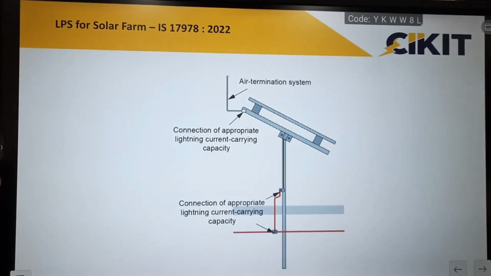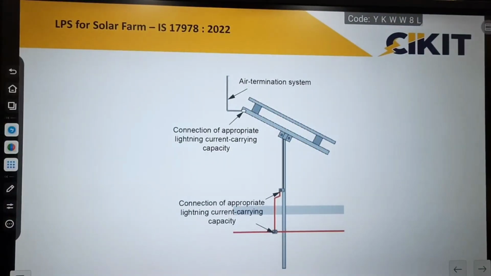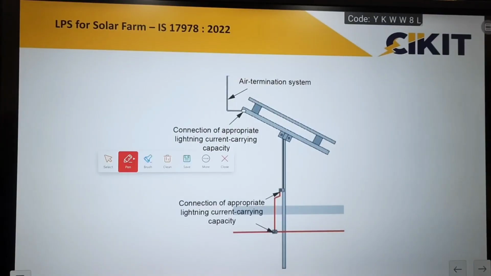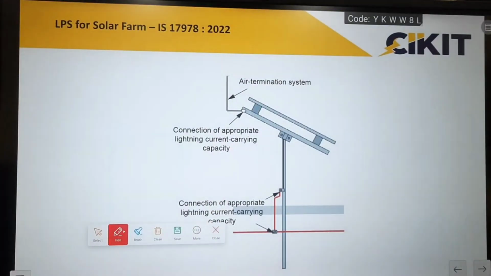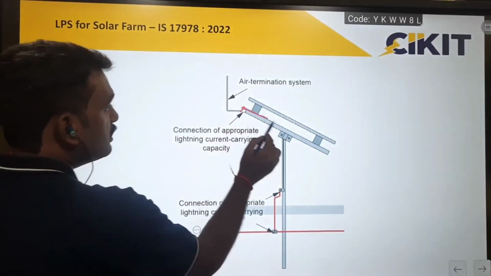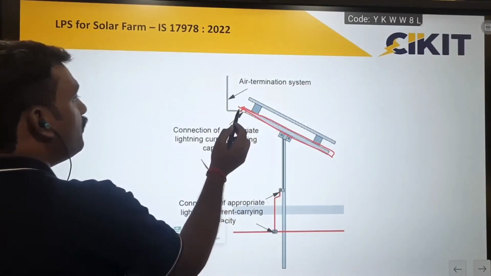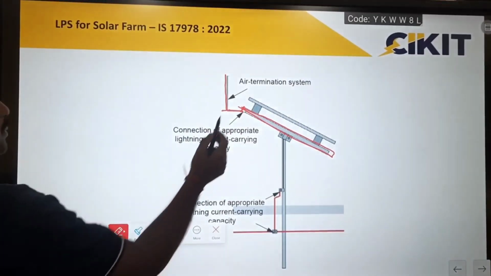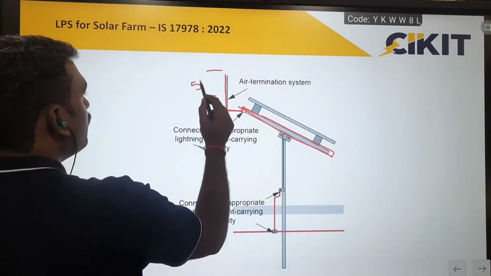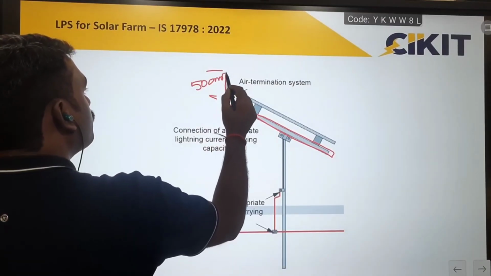IS 17898 has mentioned that we can place the air terminals directly on the structure to be protected itself. In this case, we can place these air terminals on the mounting structure. So, if we take this as the solar panel mounting structure, we can place the air terminals on the mounting structure itself. As per NEC, the maximum height can be only 500 above the panel.